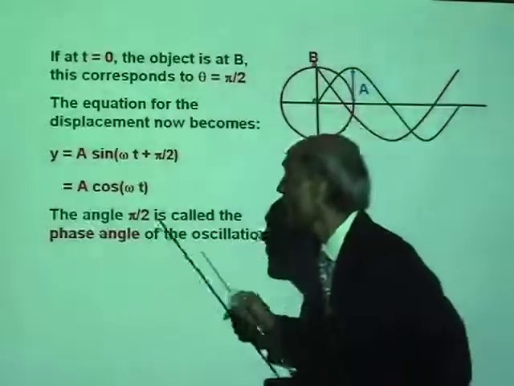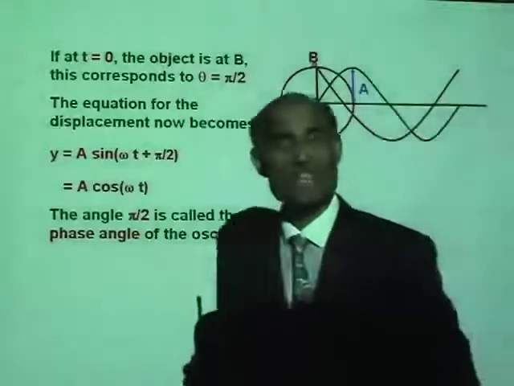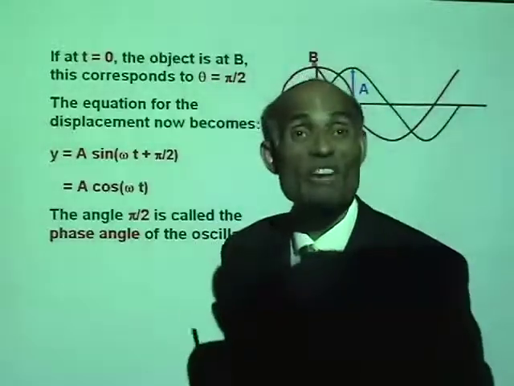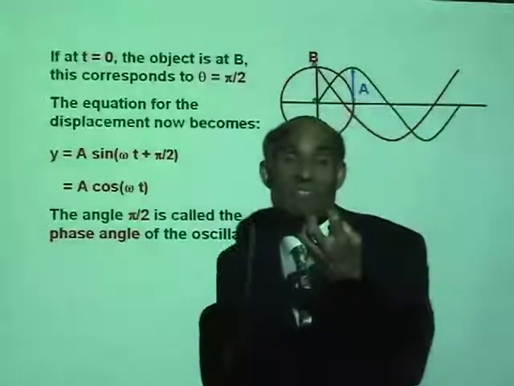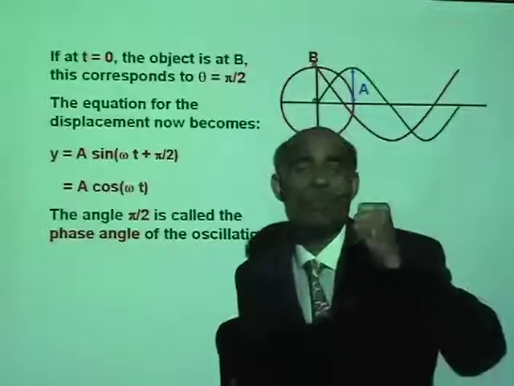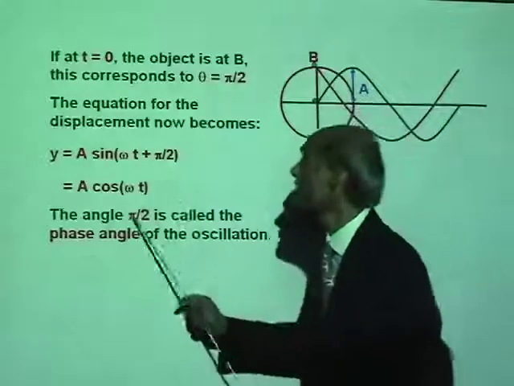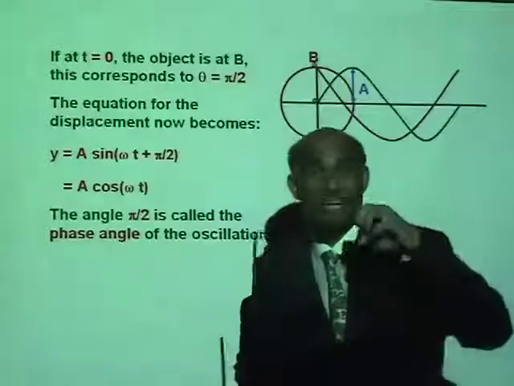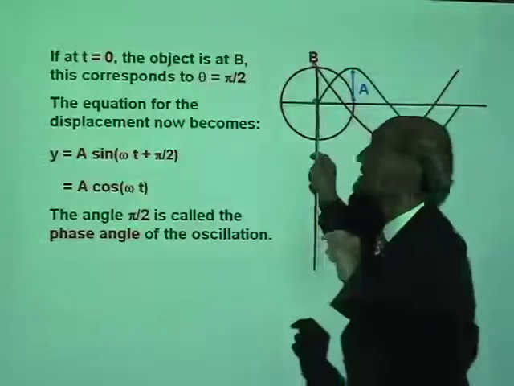The angle pi by 2 is called the phase angle of the oscillation. What is the meaning of phase? P-H-A-S-E. Phase tells you where exactly is the object when you start your clock. You see, if theta equal to pi by 2, it tells you directly that when you start the clock, the object is at B.